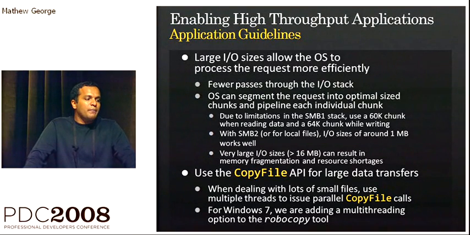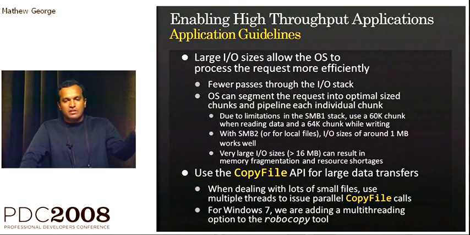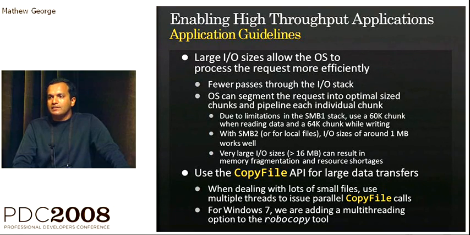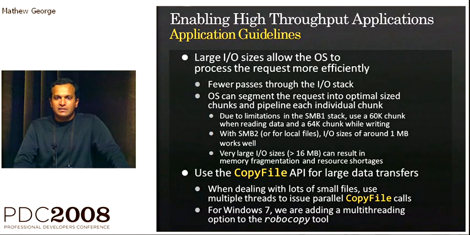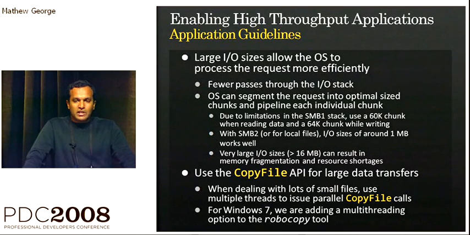And then use the copy file API for large data transfers. If your app needs to transfer data from server to server, use the copy file API because it's well optimized. We have tweaked it for over 3 years now, and it's pretty much giving us the maximal throughput now. And Office 2007 actually uses copy file.